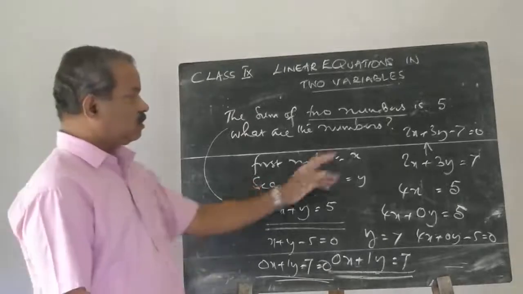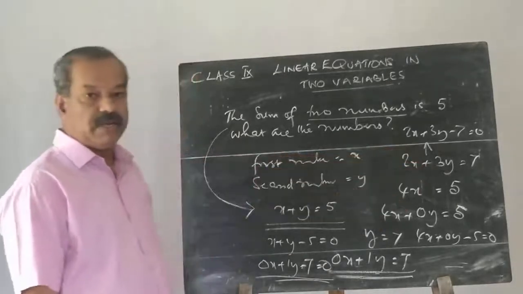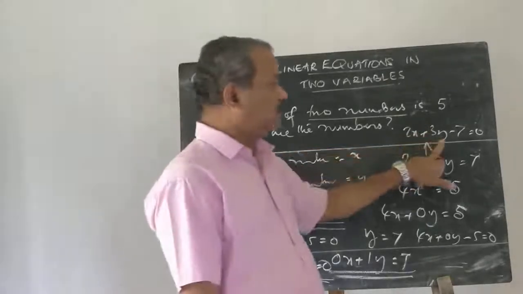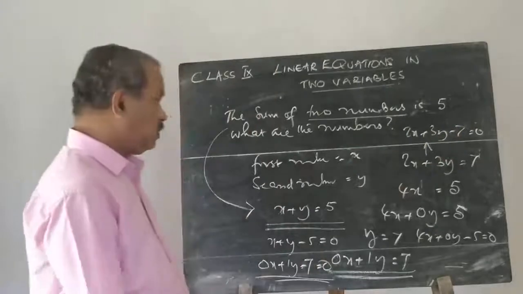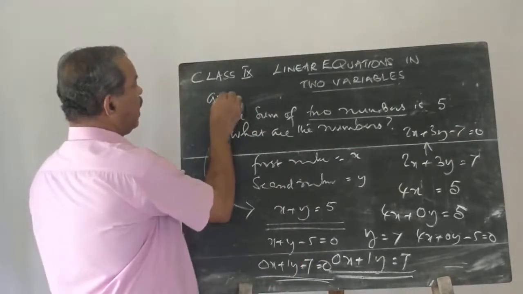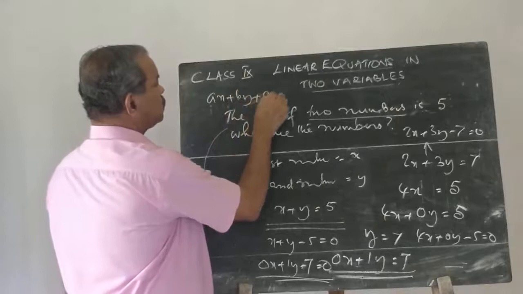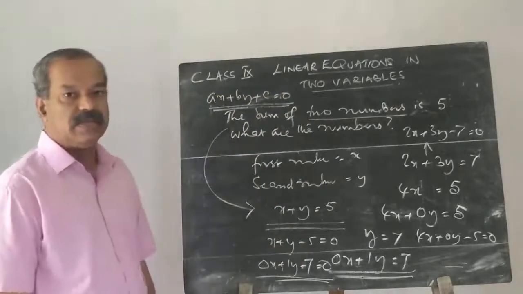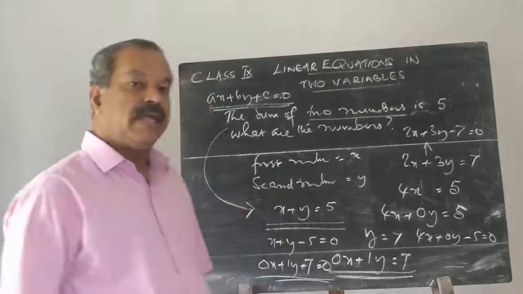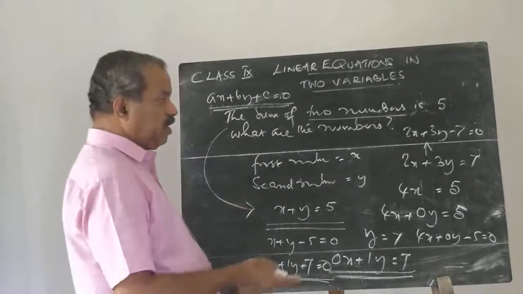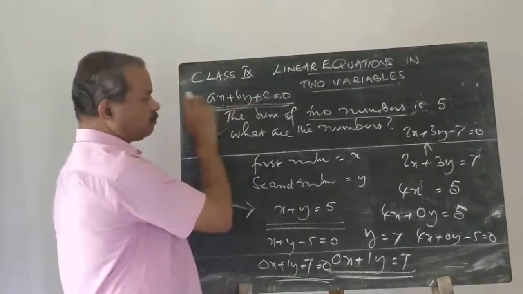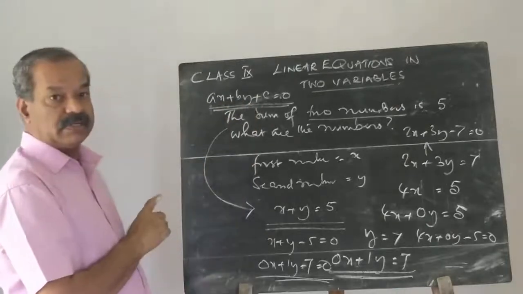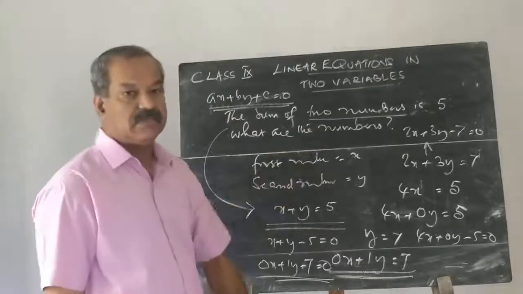So what are the features of a linear equation in two variables? There is a term containing x, there is a term containing y, then a constant term. So in general, we can write ax plus by plus c equal to 0 as the standard form of a linear equation in two variables. Any equation of this form is called a linear equation in two variables.